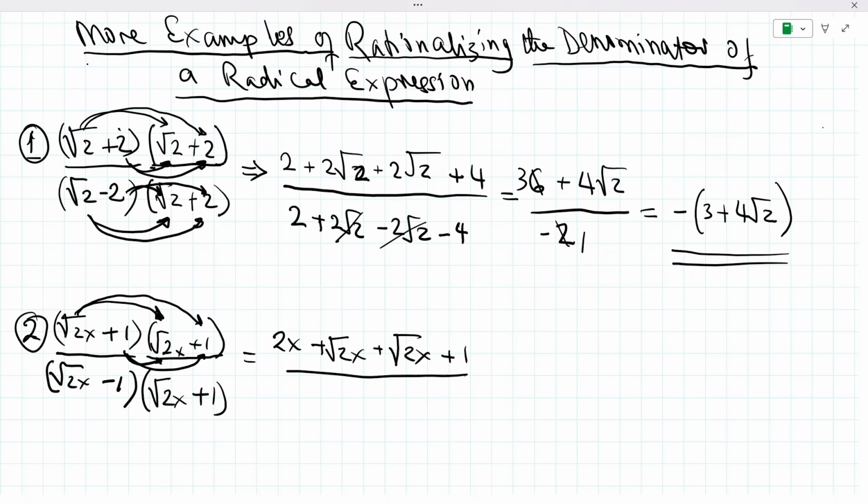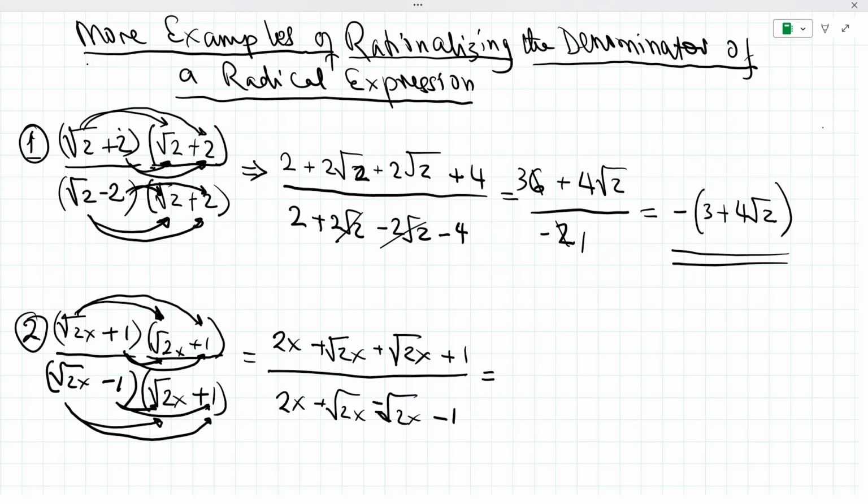And this is all over root 2x times root 2x will give us 2x. Then root 2x times 1 will give us plus root 2x. And then negative 1 times root 2x will give us negative root 2x. And then negative 1 times 1 will give us negative 1.